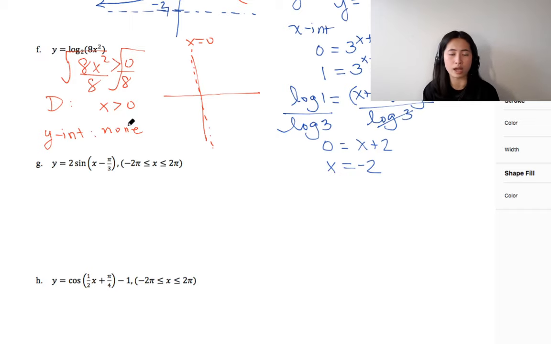And also for x, so for your x-intercept, we need to do a little quick calculation on the side.